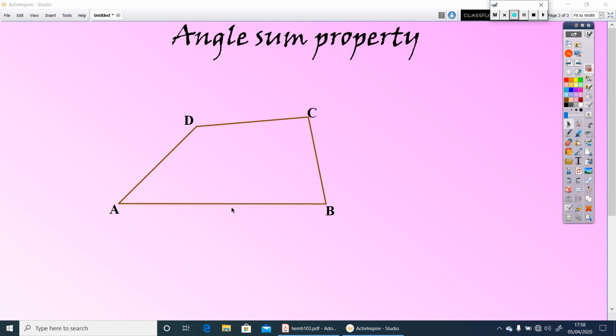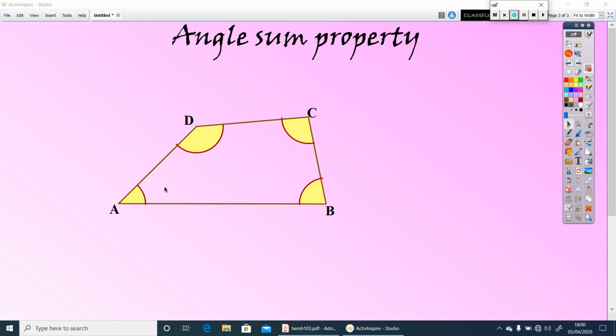We have a quadrilateral ABCD. Let us find out the sum of the measure of the angles. Here we have four angles, that is angle A, angle B, angle C and angle D. These are the four angles.